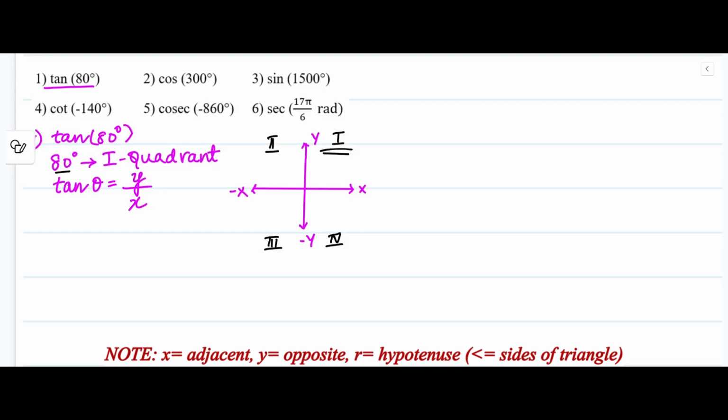In first quadrant we have positive x-axis and positive y-axis. X coordinate and y coordinate will be positive. So therefore tan of 80 degrees is a positive value.